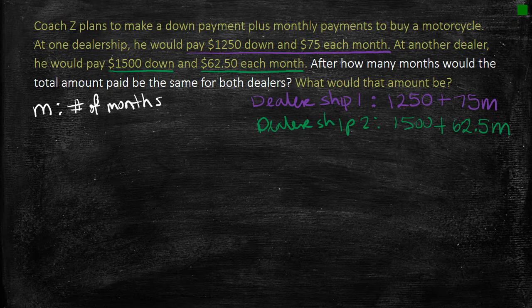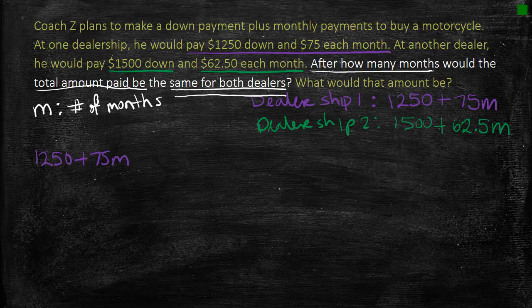Again, I'm going to go back and look at my question. It says, after how many months would the total amount paid be the same for both dealerships? And notice that it's the same, so I know I'm going to take the dealership 1 expression and make it equal to the dealership 2 expression. So we're going to start with 1,250 plus 75 times the number of months, and make it equal to dealership 2, which is 1,500 plus 62.50 times the number of months.